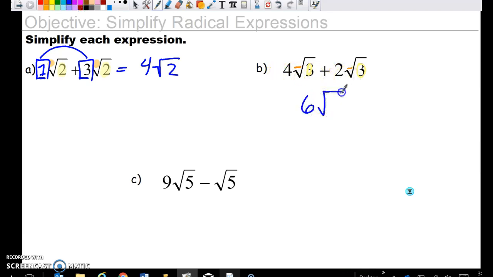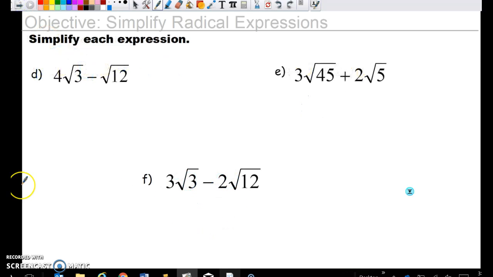4 plus 2 is 6 square roots of 3. These have the same? Yes, they do. Same index, same radicand. So then I could subtract them. 9 minus how many? 1 would be 8 square roots of 5. They have like terms, same index, same radicand. They can be added or subtracted.